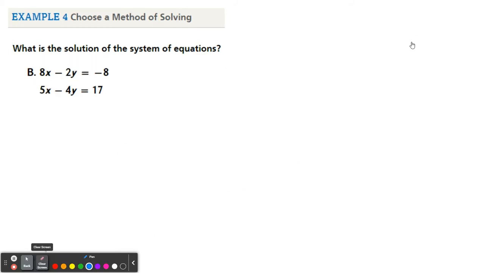Okay, and then example 2 here of choose a method. So how would I solve this? 8x minus 2y equals negative 8. 5x minus 4y equals 17. And again, notice how they are stacked on top of each other. So I'm probably going to use elimination, right? So I'm going to use elimination. And again, the reason is because of the stacked equations. These two equations are both in standard form.